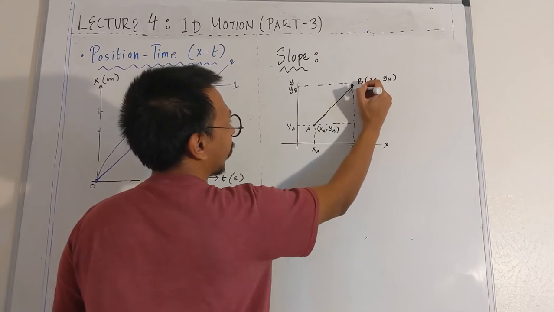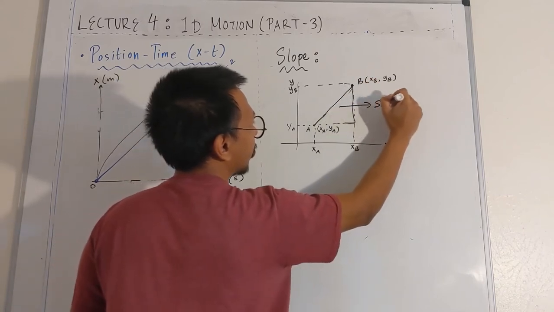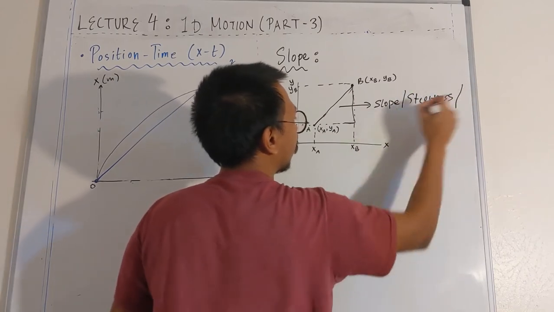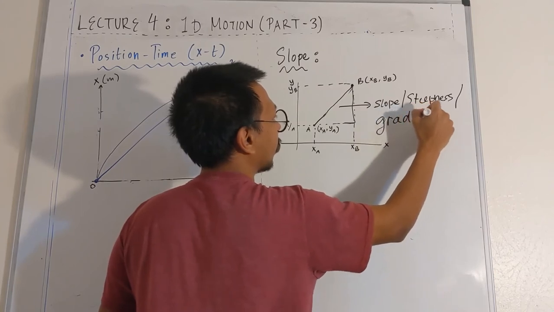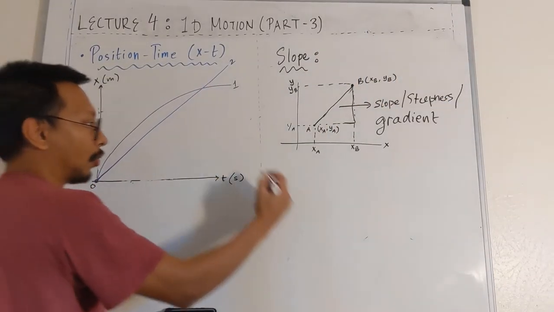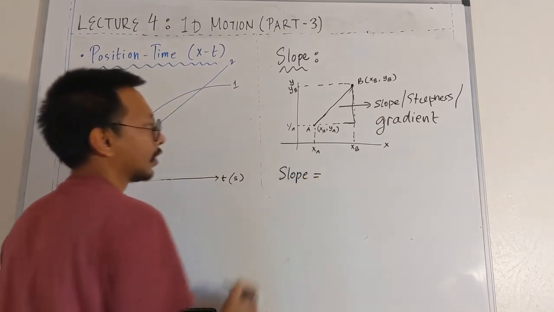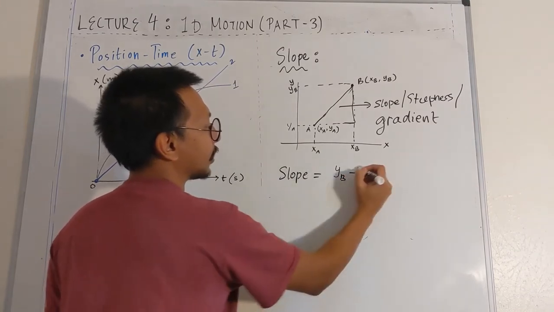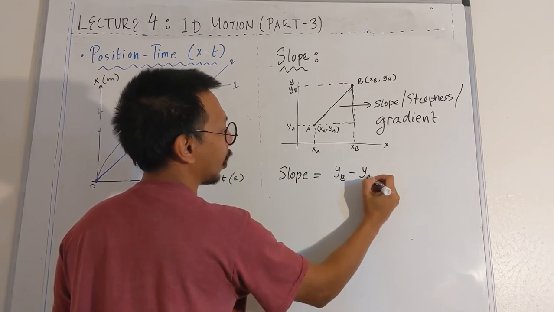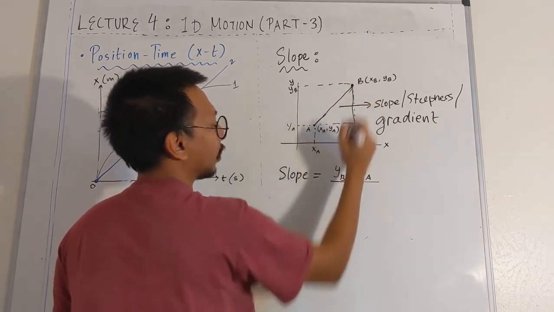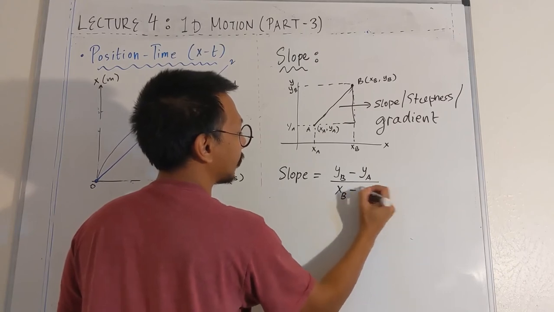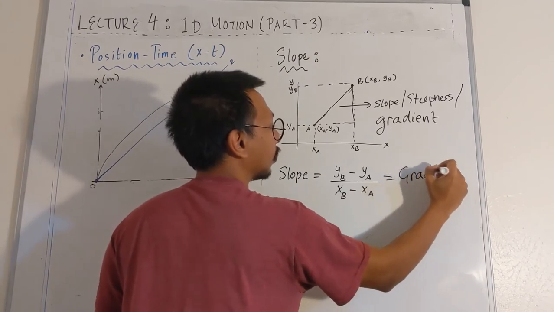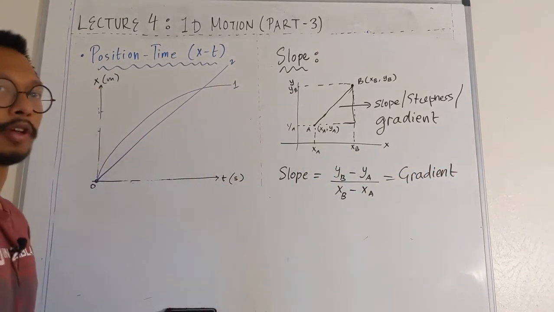And you make a right angle triangle out of it. This is my slope or steepness, also called gradient, of that particular line. How do we find that? Slope or gradient is equal to the y coordinate of the second point, which is yb, minus the y coordinate of the first point, ya, over the x coordinate of the second point, xb, minus the x coordinate of the first point, xa. So this will give you the gradient or slope of that particular straight line.